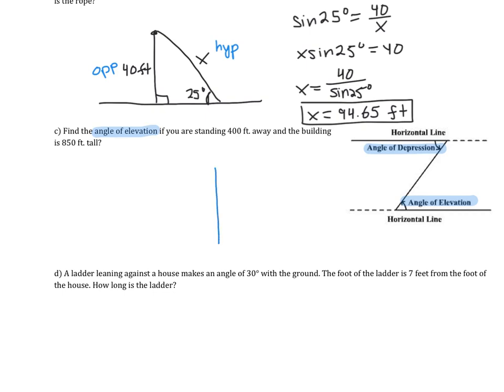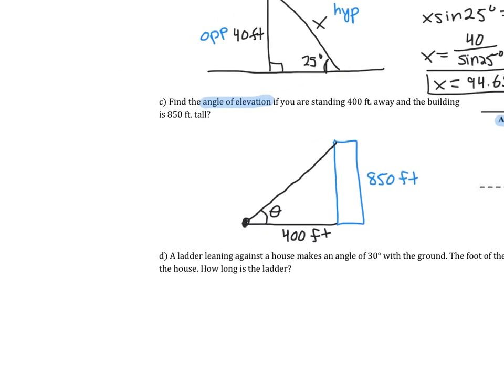Okay, so here's our building. And our building, again, is 850 feet. And you are standing 400 feet away from the building. And here what they ask for, again, is the angle of elevation. So we're going to draw a line from where you're standing to the top of the building. And since this is touching our horizontal, this would be our angle of elevation. So we're actually going to be finding the angle this time.